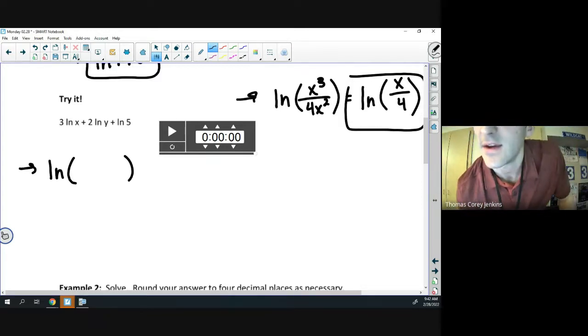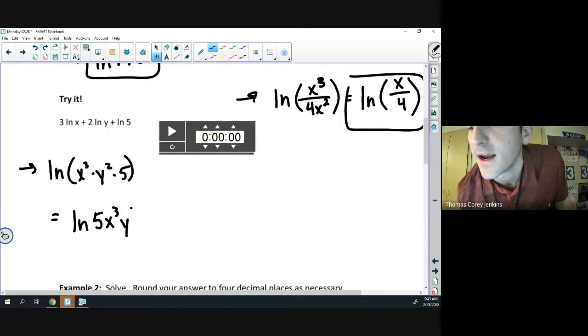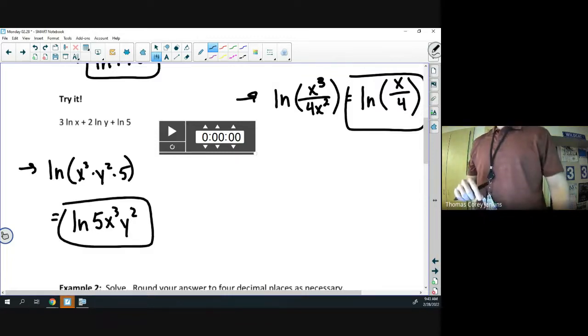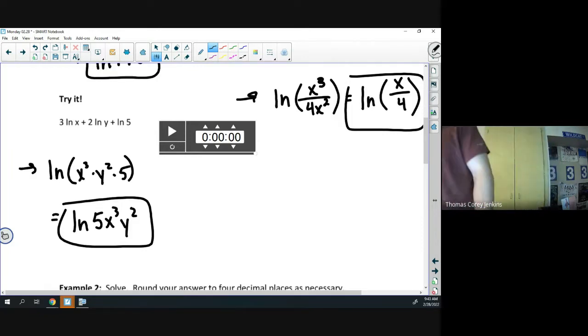That's it. X cubed times y squared times 5. Which usually, we would write as natural log of 5x cubed y squared. But what Ethan said is exactly right, okay? Anybody have any questions about those? So that's nothing new, right? Just natural log is the only kind of new thing.